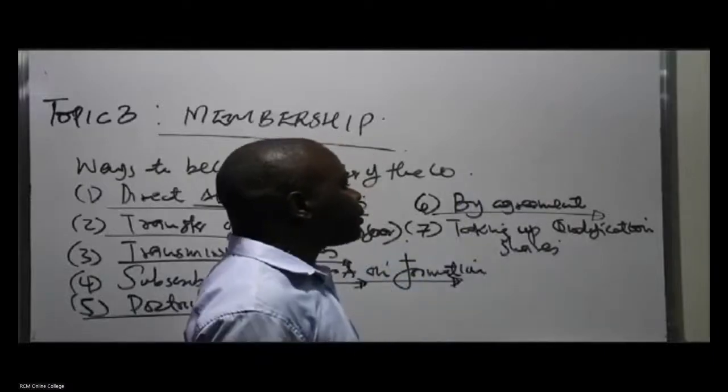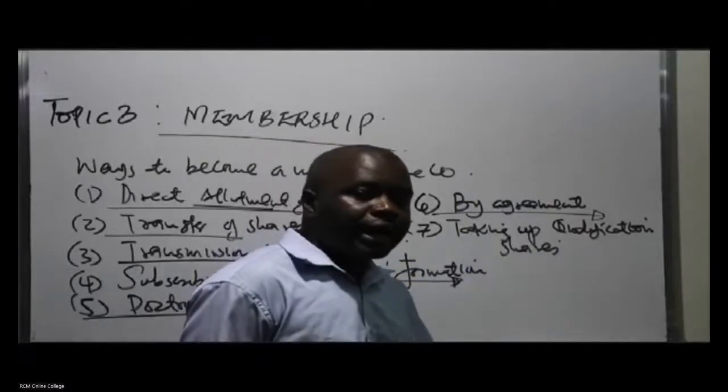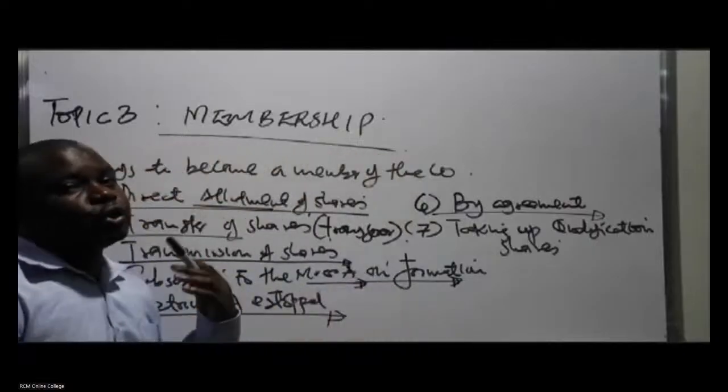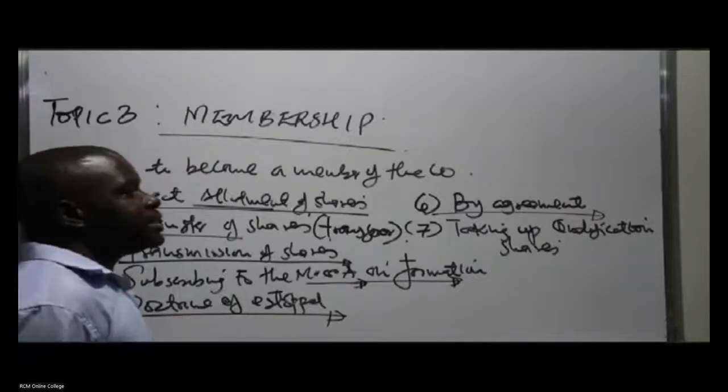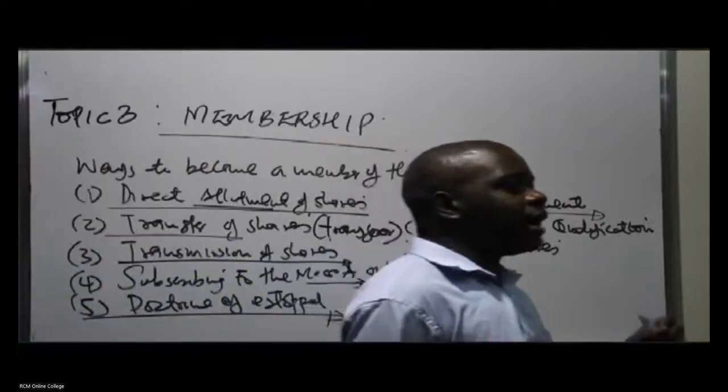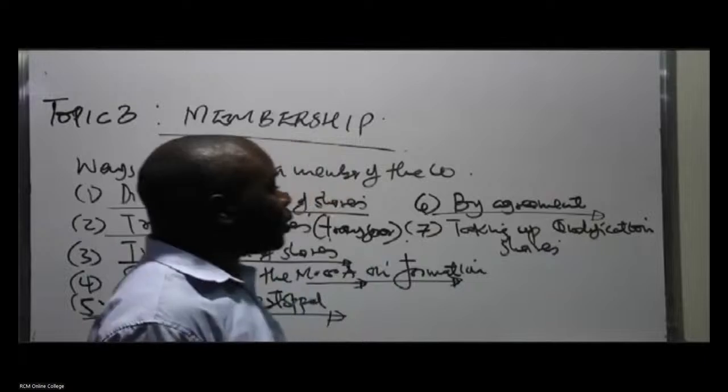So in a private company, through an agreement, we can agree to add more members into the company. They will take over part of the shares that we have in the company and eventually become members of our company.